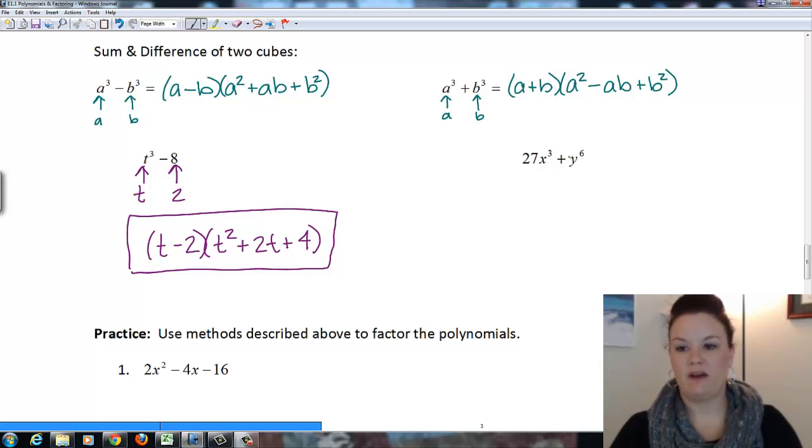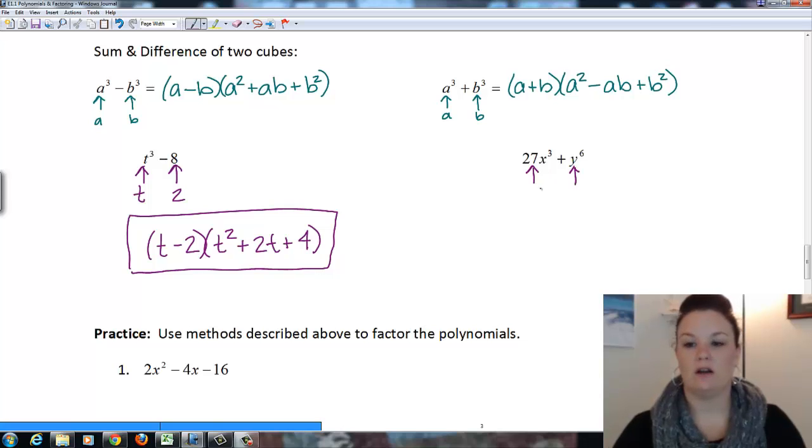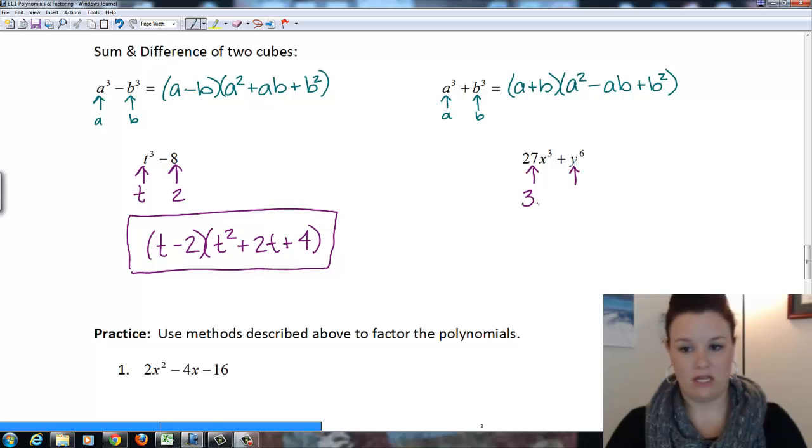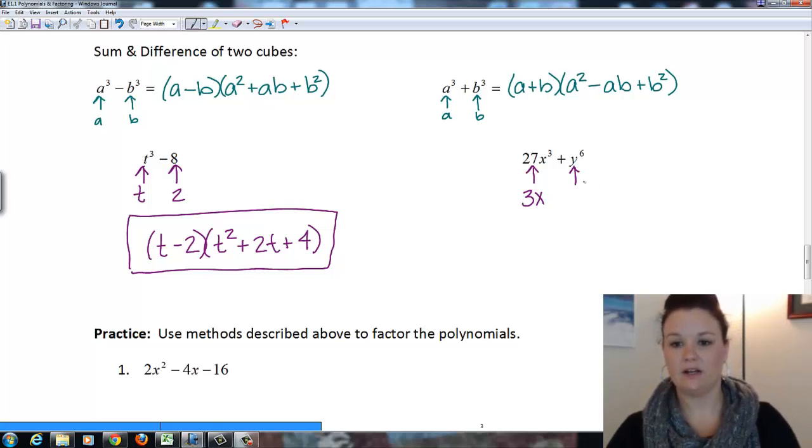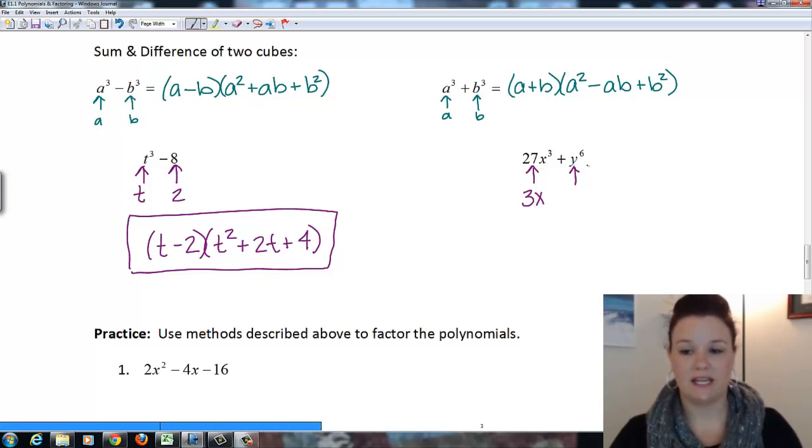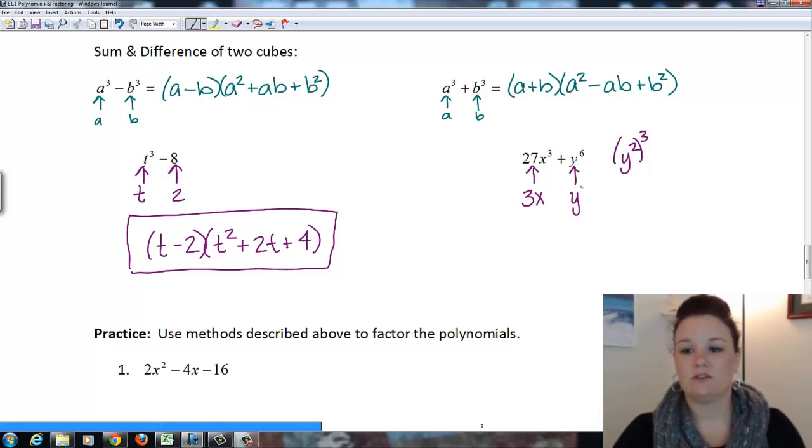Look for greatest common factor, which here I don't have one. And then I figure out what are my bases that are being cubed. My base here, what do I have to cube to get 27? 3. What do I have to cube to get x cubed? X. Here, what do I have to cube to get y to the 6th? So I'm looking at, what cubed gives me y to the 6th? So 3 times what number gives me the 6th? It would have to be a y squared. So my base here is y squared.